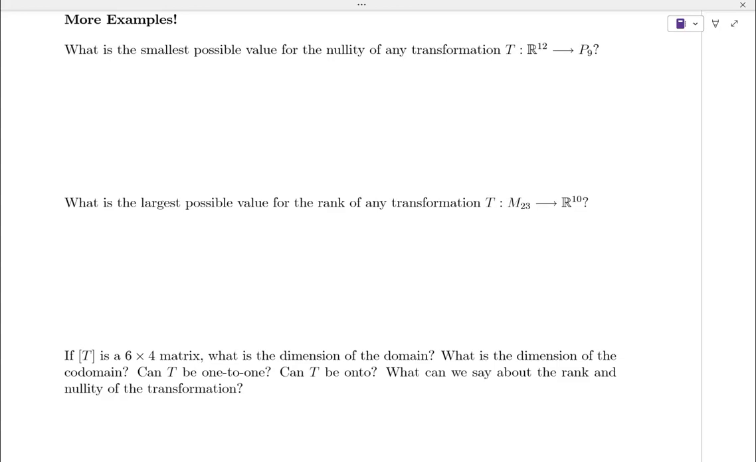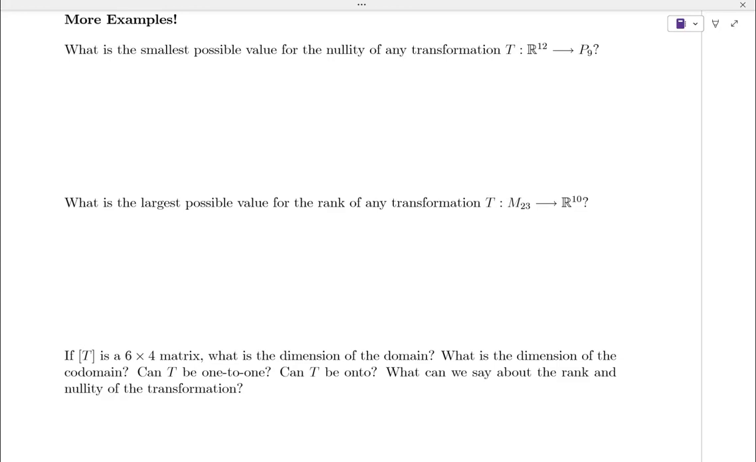If it's not onto, the dimension is going to get smaller, right? Best case scenario, if you think about being as big as possible, is that it's onto, it hits all of P9, so the dimension of the range is 10. So what does the nullity have to be in that case? 2. Nullity can't get any smaller because the rank can't get any bigger, right? If the range is smaller, the dimension of the range just gets smaller, so the rank only gets smaller, which makes the nullity bigger, correct? So the smallest that the nullity can be in this case is 2.